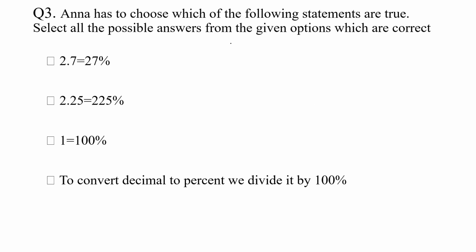Now, choose the following statements that are true. 2.7 is not equal to 27 percent, it is 270 percent, so this is wrong. And 2.2 equals 220 percent, yes, it is right. To convert a decimal to a percentage, for example 0.2 is 20 percent, you have to multiply by 100, not divide by 100, so this is wrong.